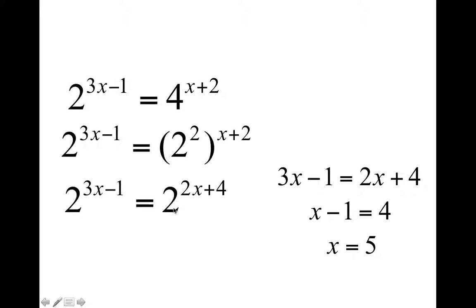Let's try again. Put a 5 in here. 3 times 5, 15 minus 1, 2 to the 14th power. And here, put in a 5 also. 10 plus 4, 14, 2 to the 14th. So when you have a 5 in there and a 5 in there, it's 2 to the 14th equals 2 to the 14th, and it works. So x equals 5 is a good answer.